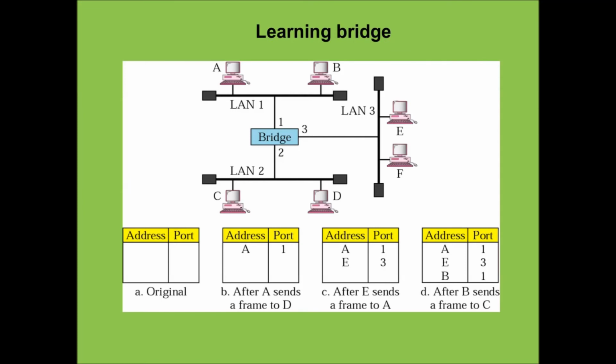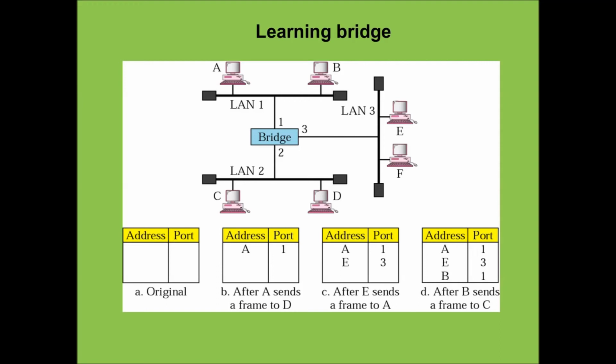A learning bridge. In this slide you can see a diagram. In this diagram, the bridge is using the learning function. So we have discussed the learning function of a bridge, in which the bridge will learn the MAC addresses of different devices. So over here you can see LAN 1, LAN 2 and LAN 3, and different devices are connected over here, and a bridge is being used to connect these three local area networks.